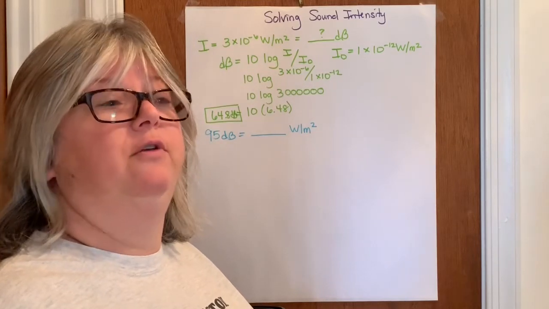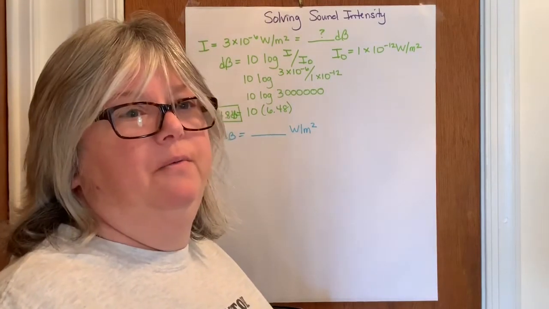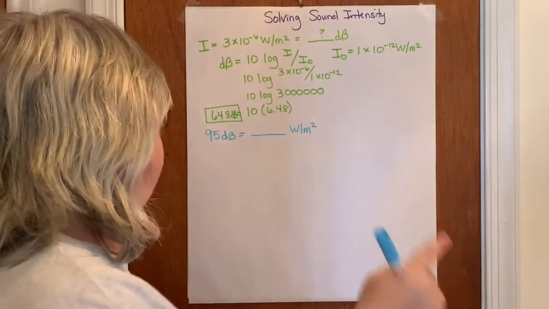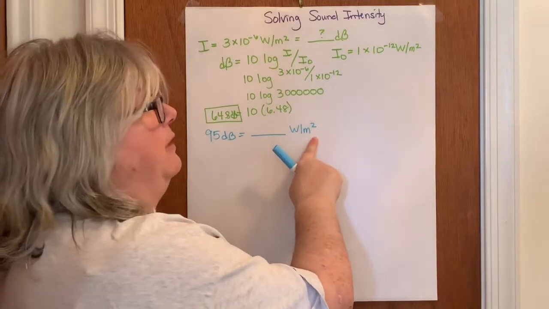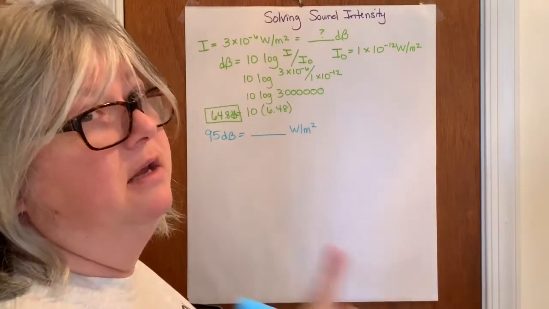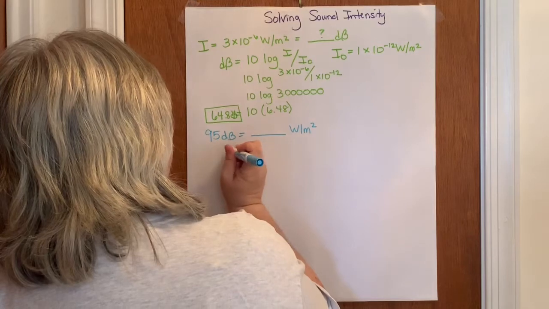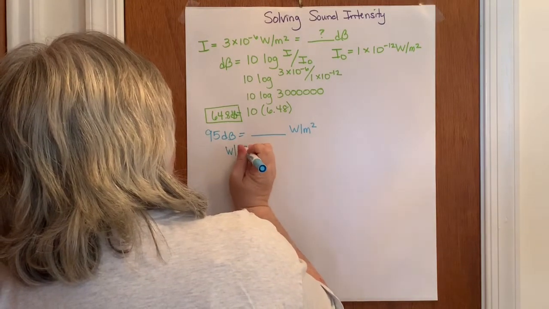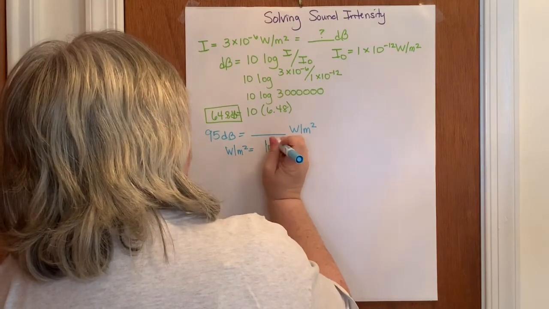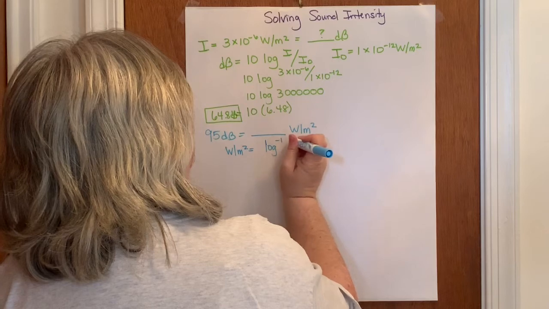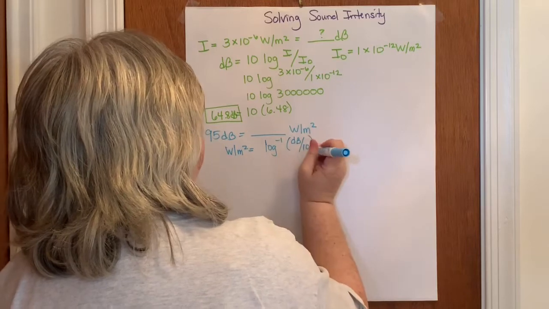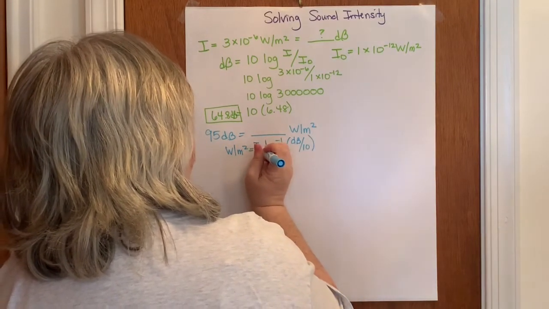That's going to be pretty important because when we do our actual intensity problems, we're going to want to figure out our answer in watts per meter squared. So let's see: 95 decibels to watts per meter squared. I'm going to use my other formula that was in my Nearpod presentation, which is this: watts per meter squared equals the anti-log of my decibels over 10, times I sub 0.